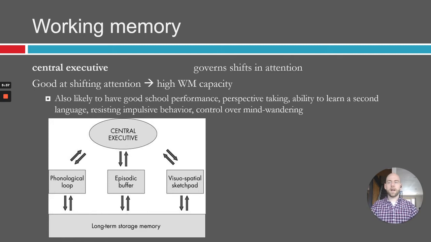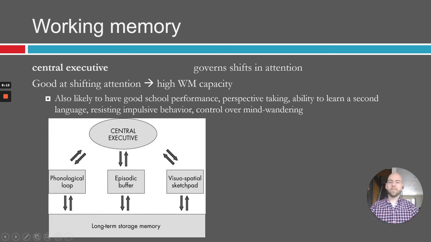They're not really adept at switching their attention, so it's hard to take their focus off themselves. Learning a second language is also related to this, because you have to manipulate two symbolic systems and see how they're related and how they're not. Resisting impulsive behavior, thinking about how to tamp down those immediate urges or impulses, requires some attention control. And of course, controlling whether your mind is wandering is unsurprisingly related to how good you are at shifting your attention.